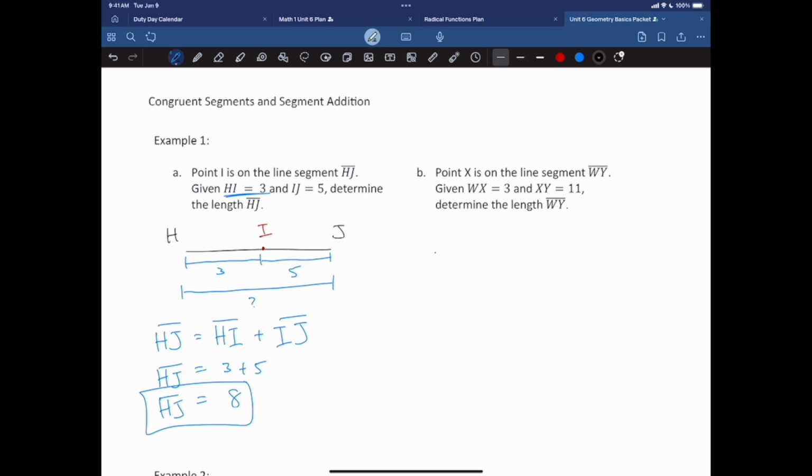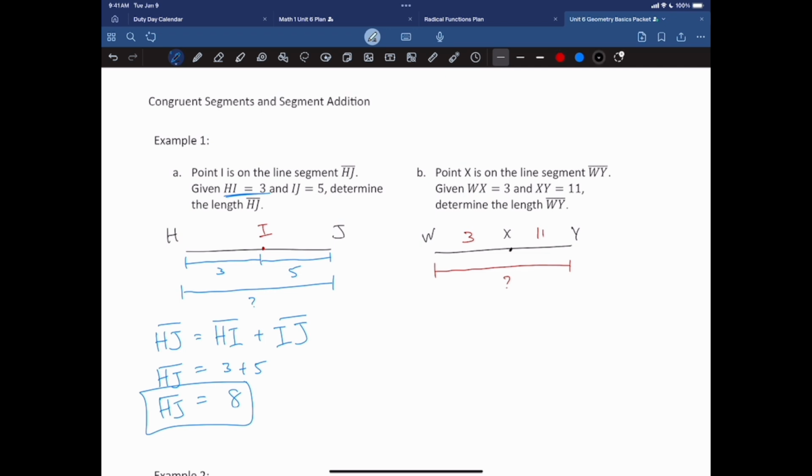And letter B, same idea. Go ahead and draw a line segment. I'd recommend drawing line segments anytime you have these types of problems, just to make your life a little easier. We have a point X on that line somewhere. We don't know where. We know that the distance WX is 3. We know that XY is 11. And we're trying to find the total distance now.